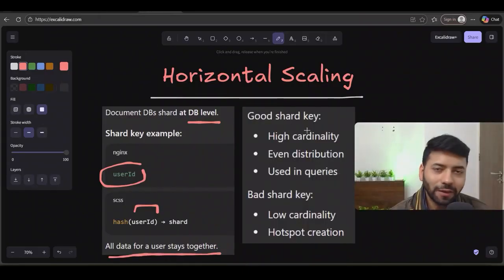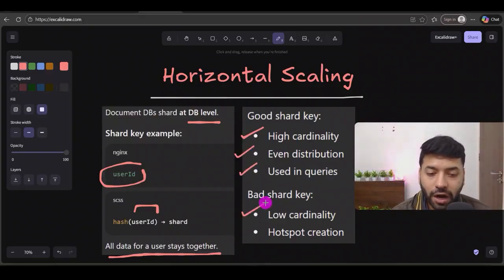Okay, now for shard key we discussed earlier as well. I'll just repeat, a good shard key is where you have high cardinality, even distribution, and it is used in the queries, whereas a bad shard key will be something with low cardinality and which creates hot spots.